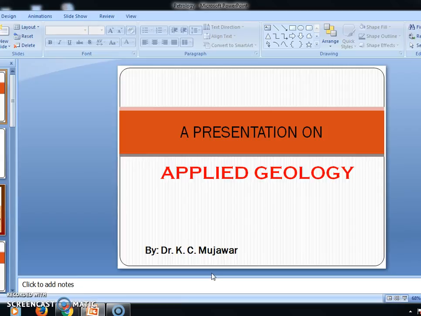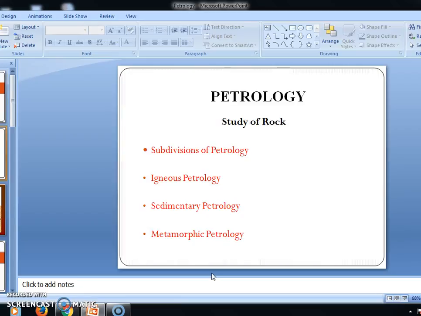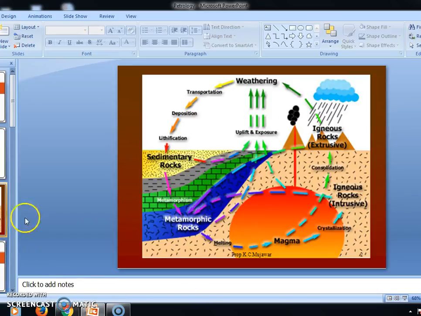One of these branches, an important branch, is petrology. Petrology means study of rocks. Study of rocks involves the subdivisions of petrology: igneous petrology, sedimentary petrology. There are three types of rocks: igneous rocks, metamorphic rocks, and sedimentary rocks. Then we have to go through the rock cycle, how the rock cycle takes place, how these rocks are formed.